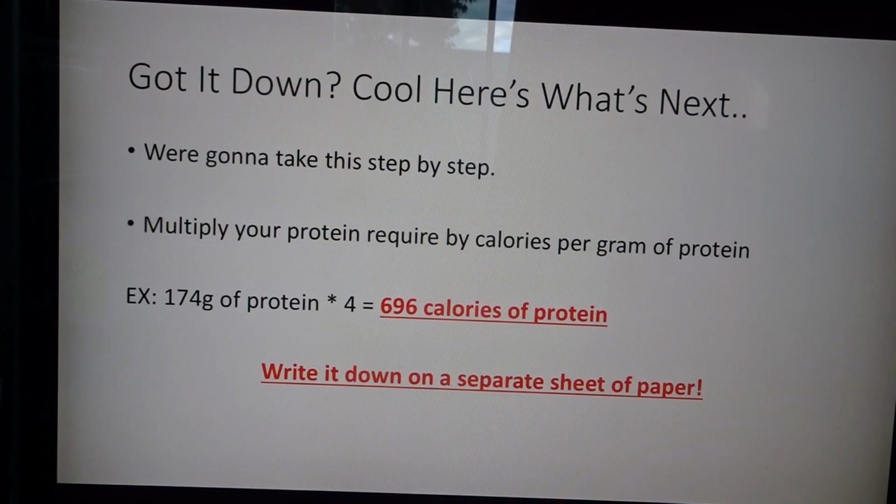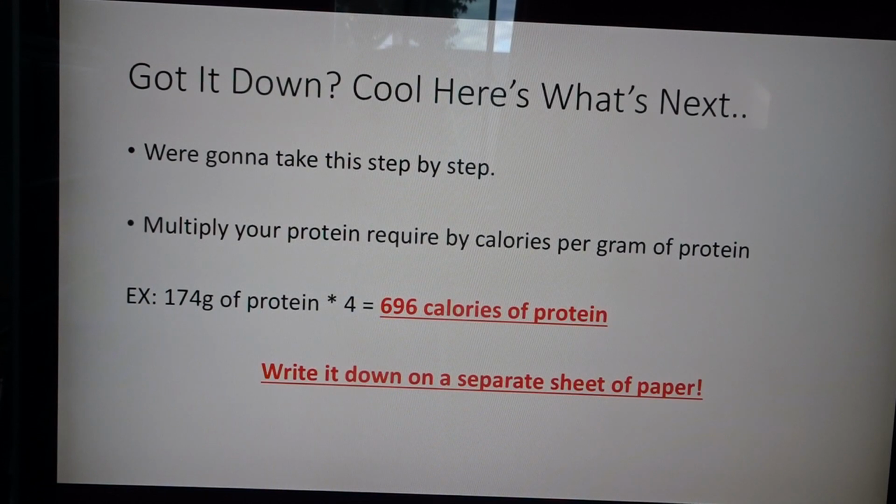Cool, here's what's next. We're gonna take this step by step. Multiply your protein requirement by calories per gram of protein. Example, 174 grams of protein times 4. We know where we got that 4 from. Multiply, I get 696 calories of protein. I'm gonna write that down on a separate sheet of paper.